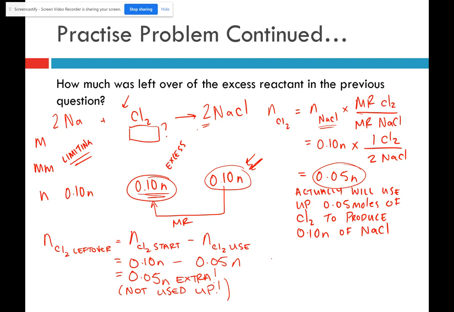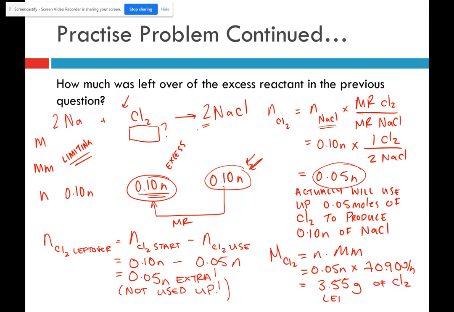You could even tell me how much that weighs. So we know the mass of that chlorine is going to be moles times molar mass. I have 0.05 moles left over. And the molar mass of Cl2, chlorine weighs 35.45 grams per mole, and I'm going to multiply that by 2, which is going to give me 70.90 grams per mole. So that means I'm going to have 3.55 grams of Cl2 left over.